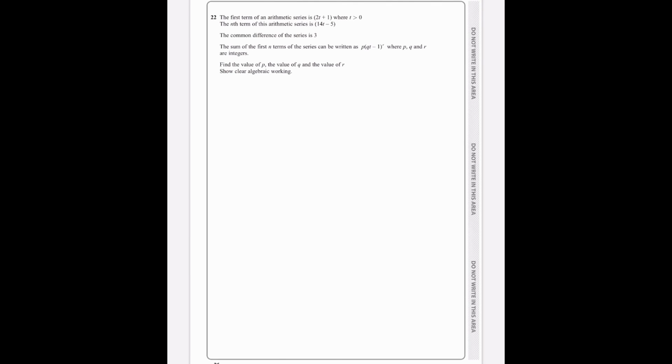Question 22, the arithmetic series question. It's given our first term and our nth term in terms of another variable t, but I'm just going to treat them as objects. They are just numbers after all. So our first value a for this will be 2t plus 1. We know that the nth term of an arithmetic sequence is a plus n minus 1 lots of d. You don't get given that in the formula booklet, so you do need to know that one.